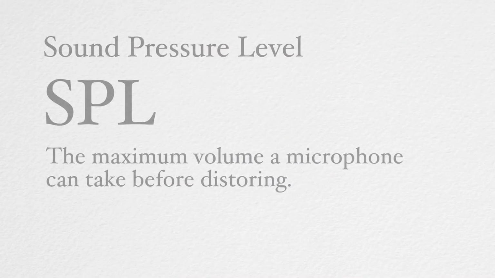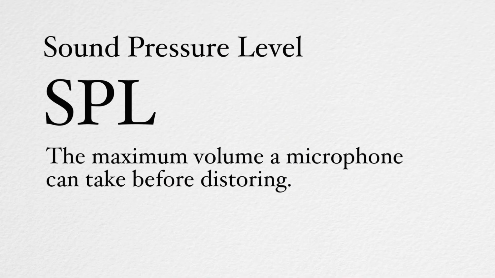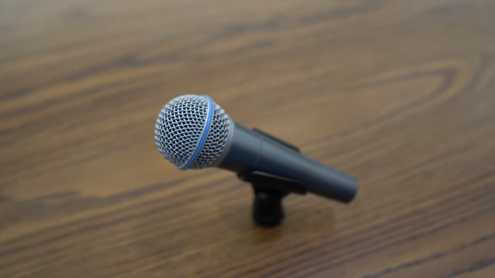Dynamic mics are the most common type of mics. They can handle a high sound pressure level, or SPL, so they are commonly used for louder instruments like drums. Sound pressure level is the maximum level of volume the mic can take before distorting. Dynamic mics are also used for vocals, like the classic Shure SM58, or the cheaper alternative, the Behringer XM8500.